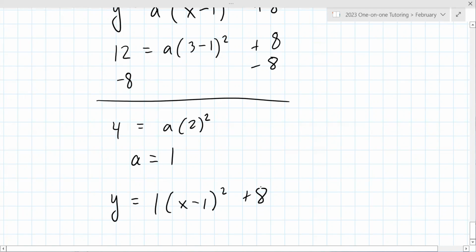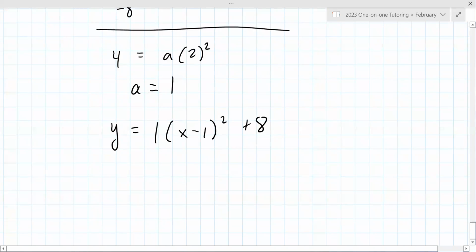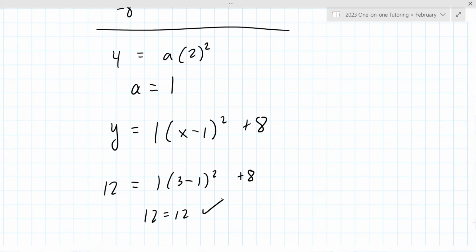But again, that goes to my point that if you check your point, it should still work. 12 equals 1 times 3 minus 1 squared plus 8. That should still work. 4 plus 8 is 12. 12 equals 12. Okay.